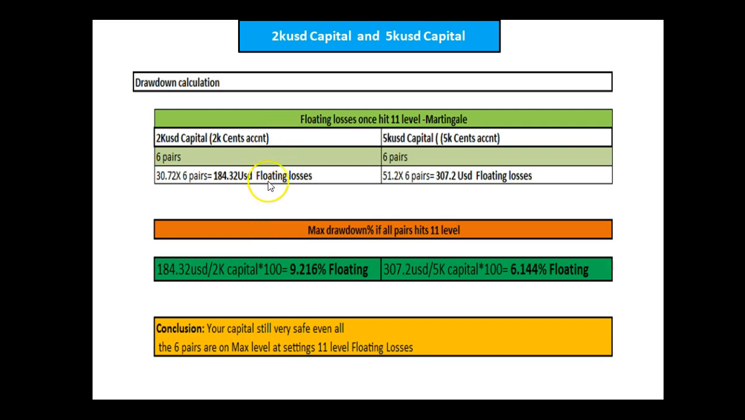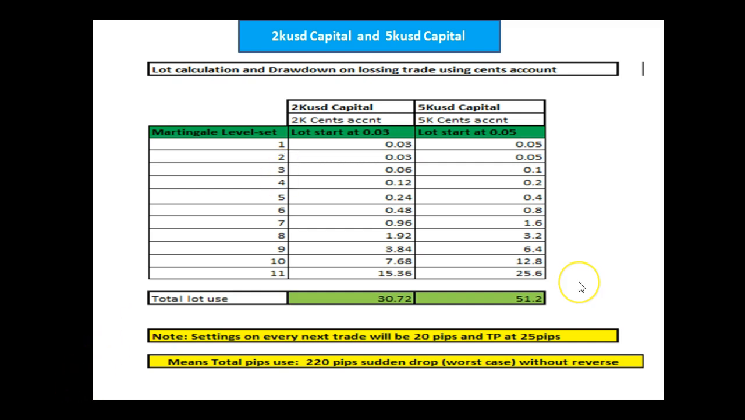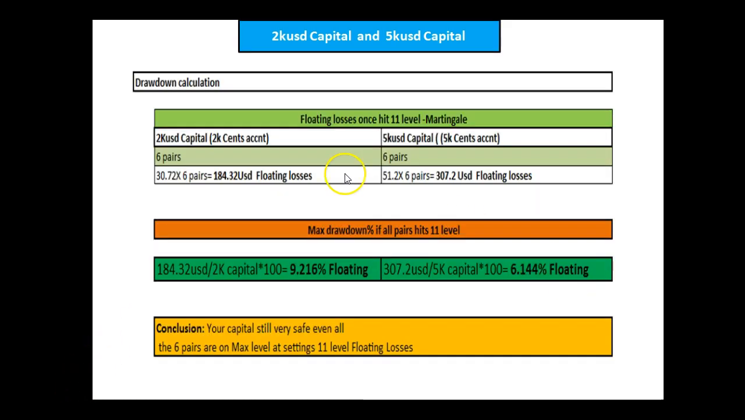So how much is your total calculation on 2k and 5k US dollar? Here is the 2k and 5k US dollar capital drawdown calculation. So floating losses hit at the 11th level of martingale. It's the same explanation as just now. If your capital is 2k, you'll be on a 2000 cents account. So make sure you use the cents account. We have 6 pairs over here.